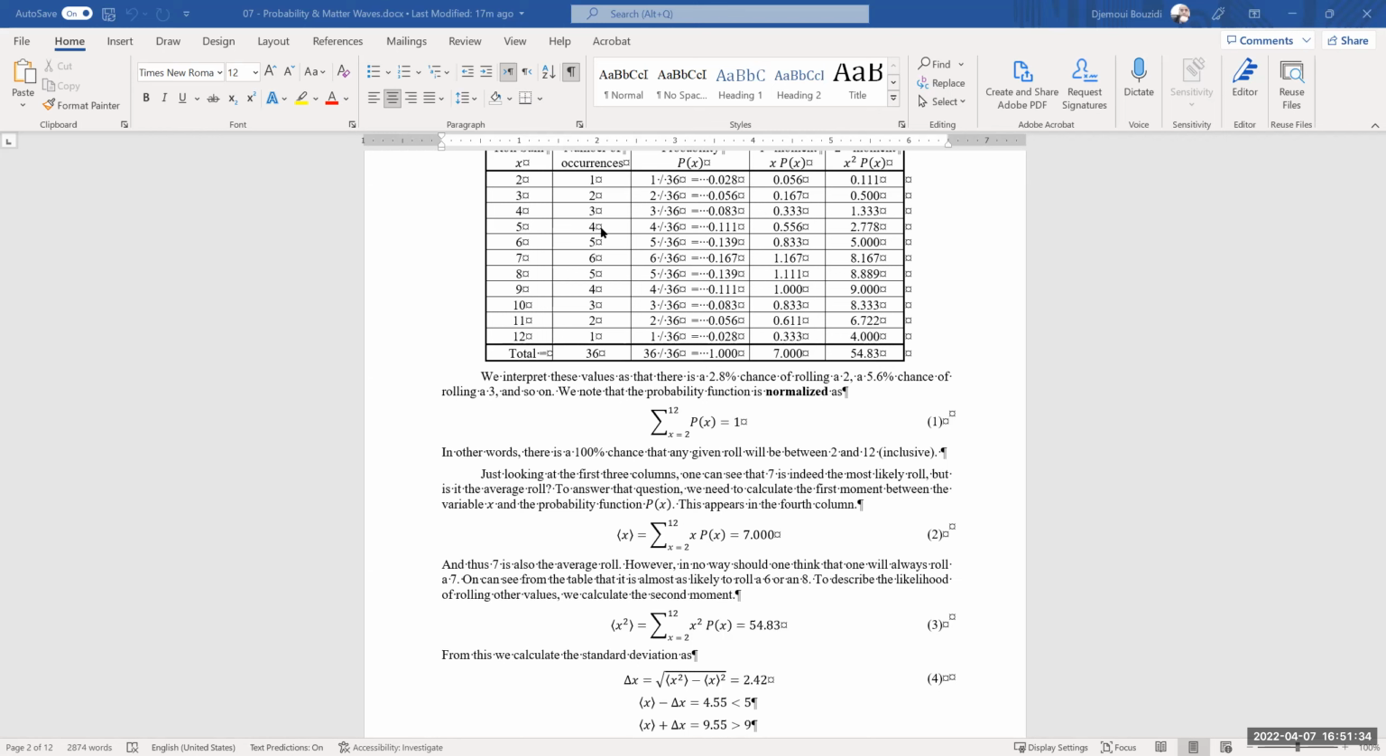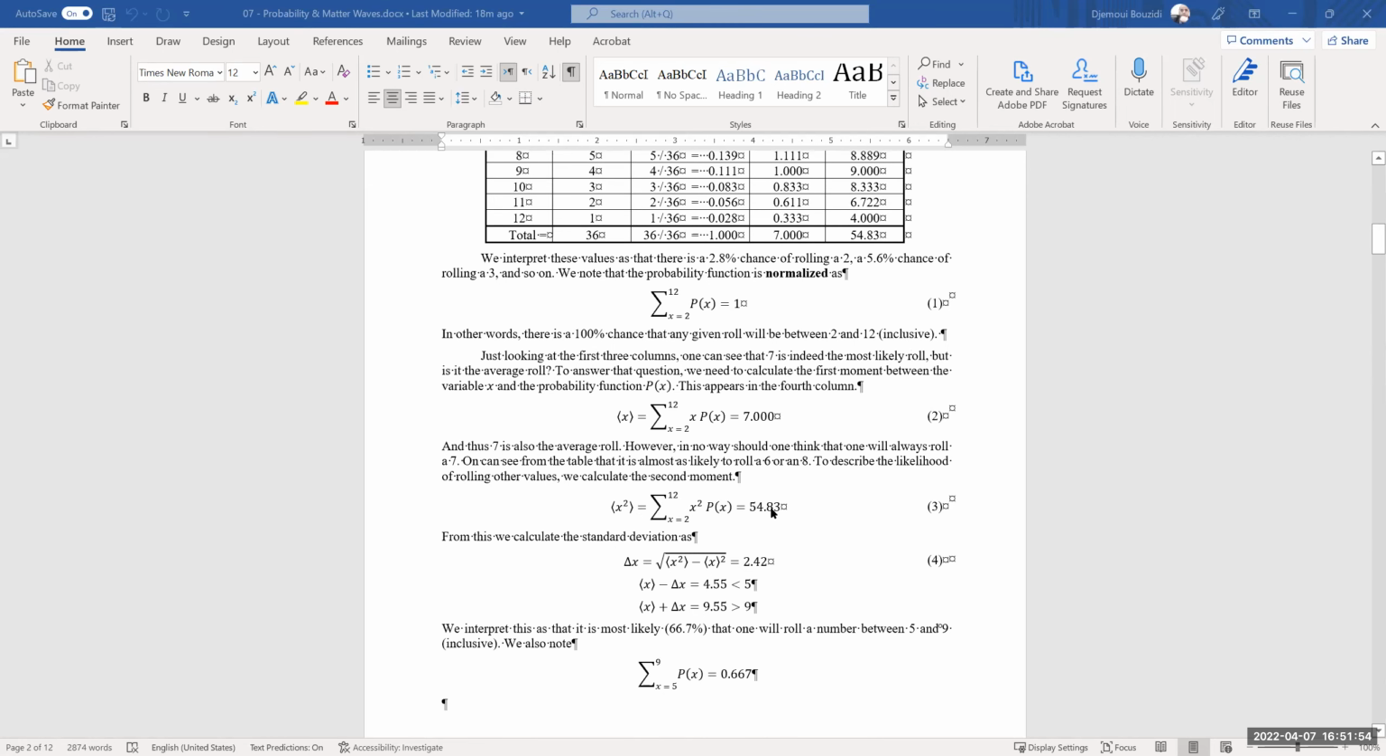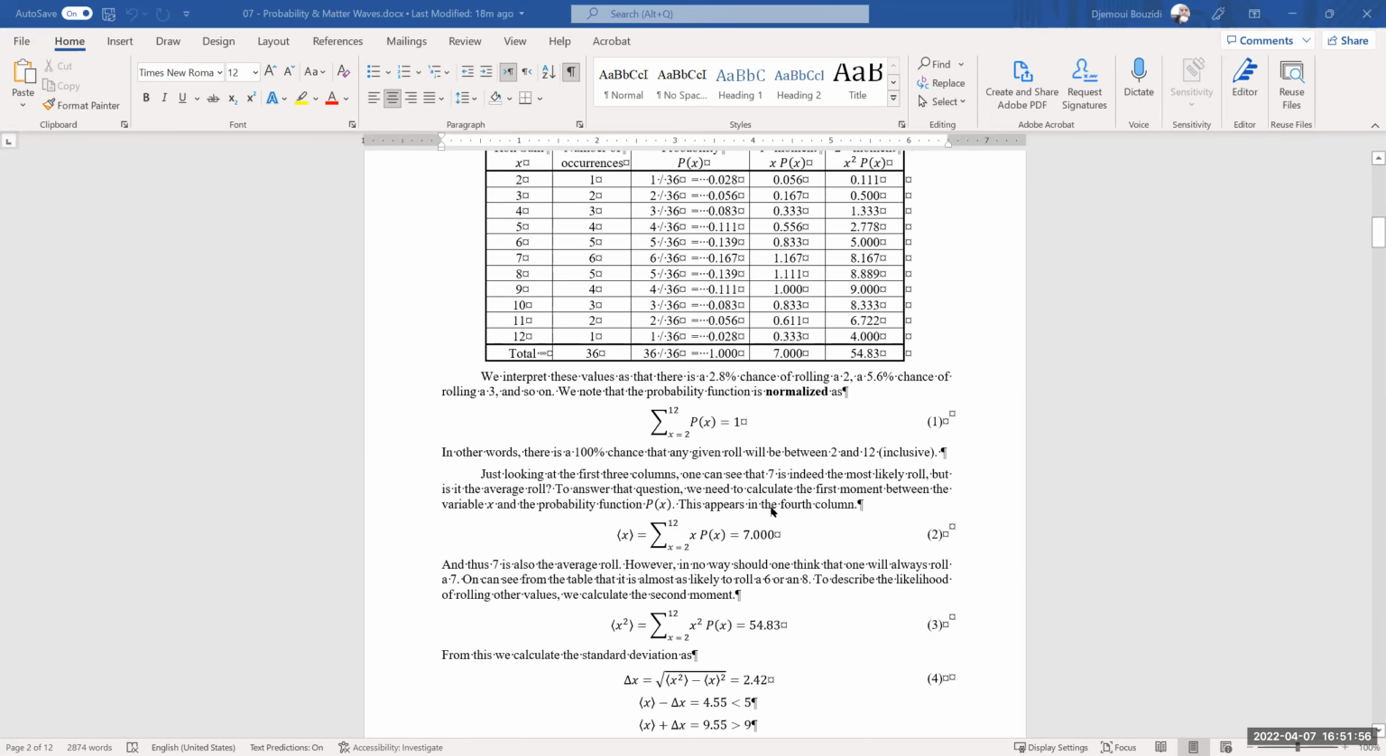If I add up all of these numbers here, 4 and 5 and 6 and 4 and 5, that is 15. 15 plus 9, what's 15 plus 9? 24. 24 divided by 36 should be about 2/3 of the way. That's how it should be.